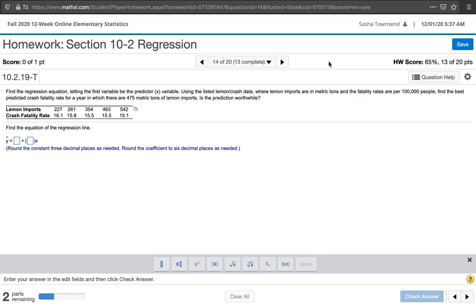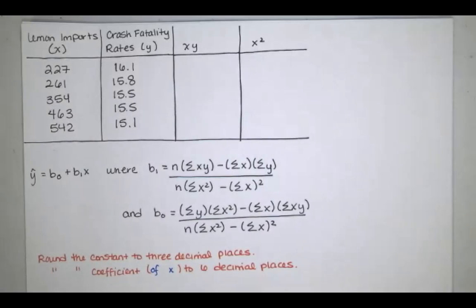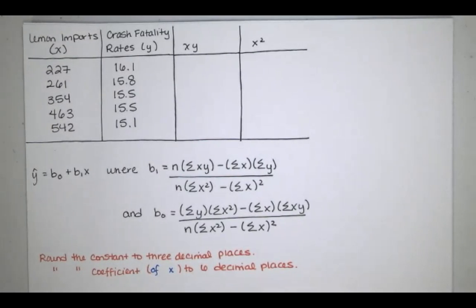Notice that we are asked to round the constant term to 3 decimal places in the problem statement. And we're also asked to round the coefficient, that's the coefficient of X, to 6 decimal places as needed. So in this video, I'm going to take you through all 3 methods for finding this regression equation.